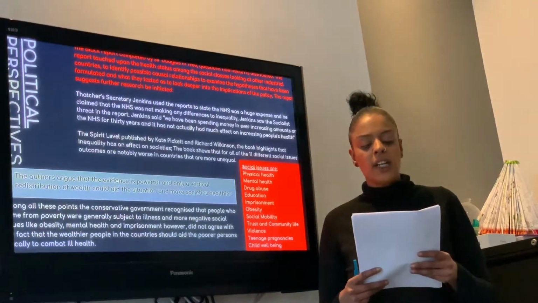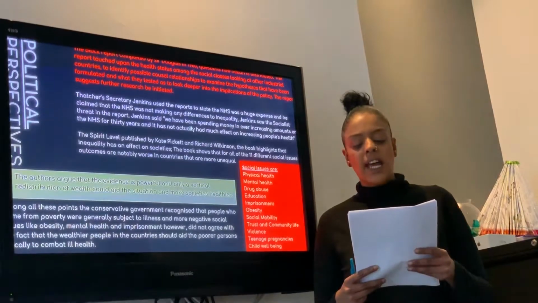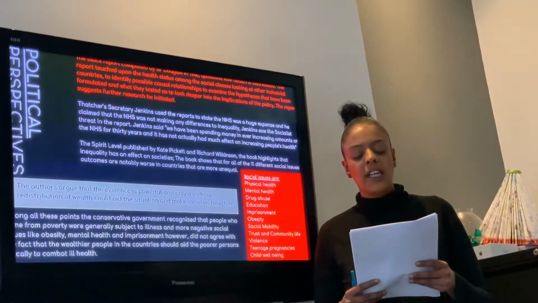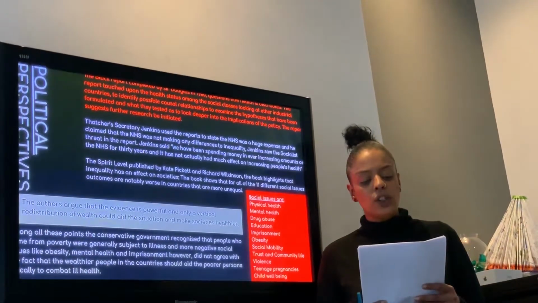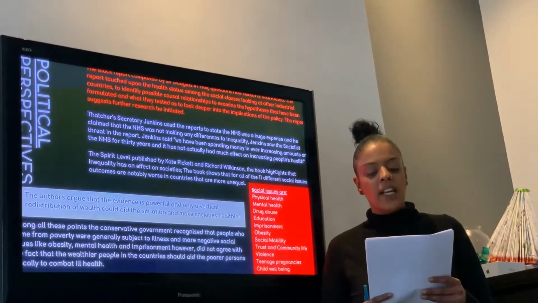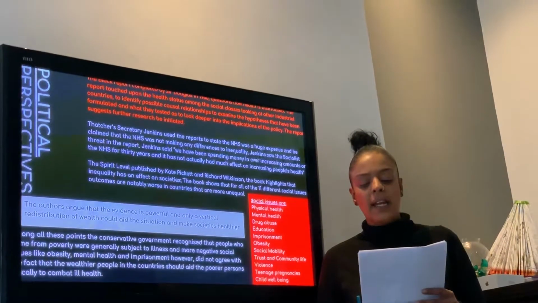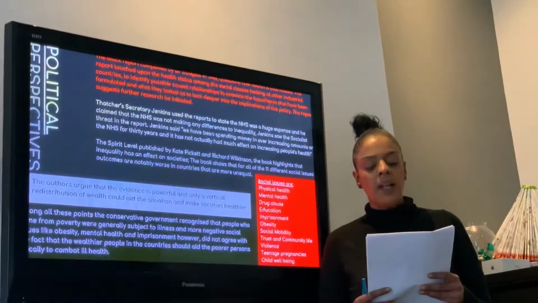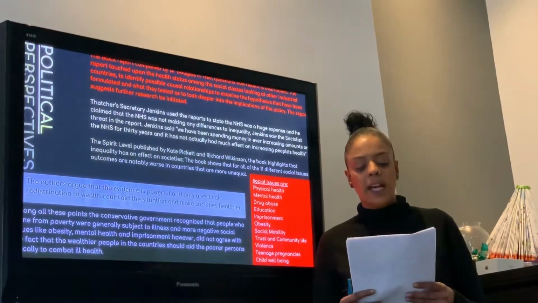Thatcher's Secretary Jenkins used the report to say that the NHS was a huge expense and claimed that the NHS was not making any difference to inequality. Jenkins saw the socialist threat in the report. Jenkins said, "We have been spending money in an ever-increasing amount on the NHS for 30 years and it has not actually had much effect on increasing people's health."